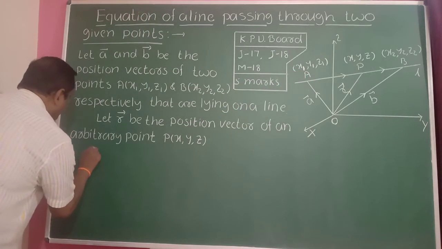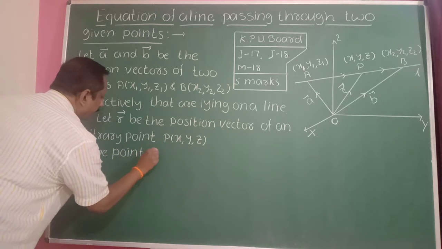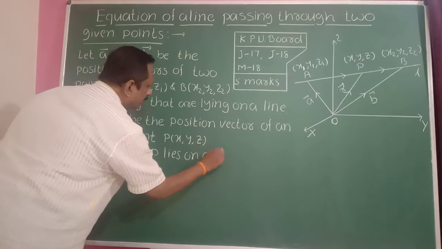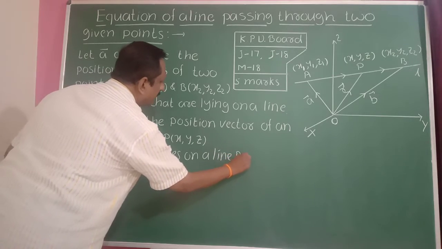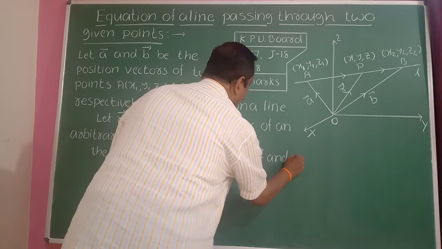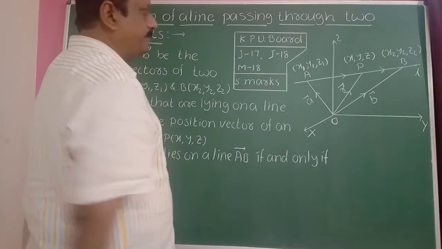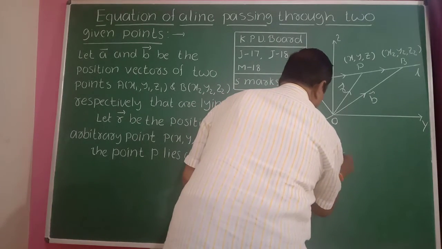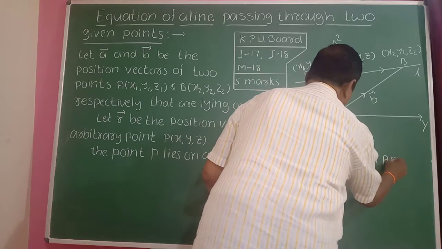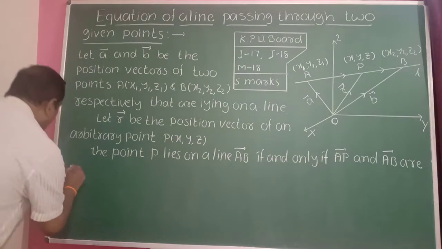The point P lies on the line AB if and only if the vectors AP and AB are collinear.